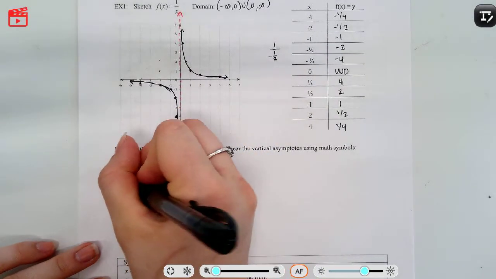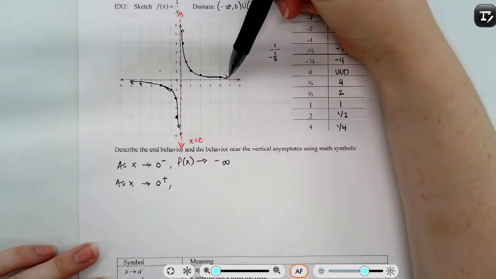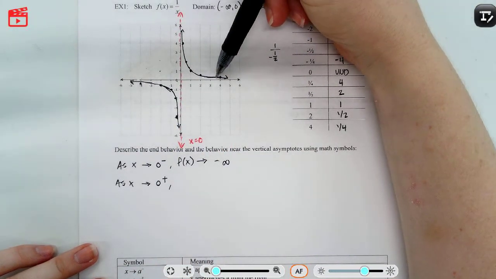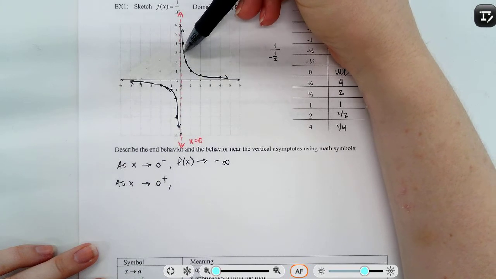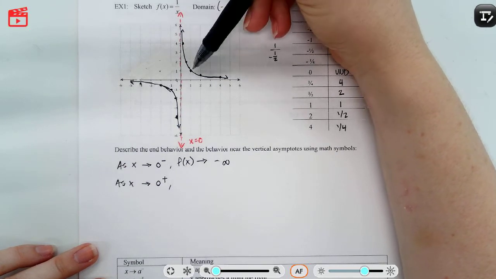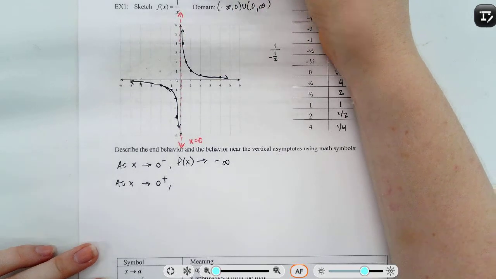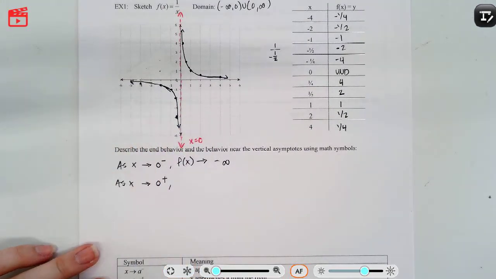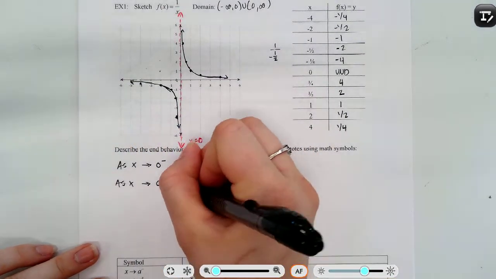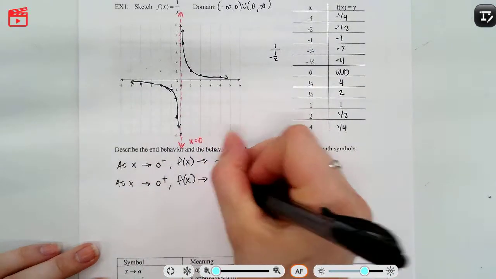So what happens as our x values approach 0 from the right? We're going this direction, approaching 0 from the right, tracing our graph. What happens to our y values? They're starting to get bigger and bigger. They go from 1 to 2 to 3 to 4 to 5 to 6 and on and on, as x slowly gets smaller and smaller and approaches 0. So f of x, as we approach from the right, heads towards positive infinity.